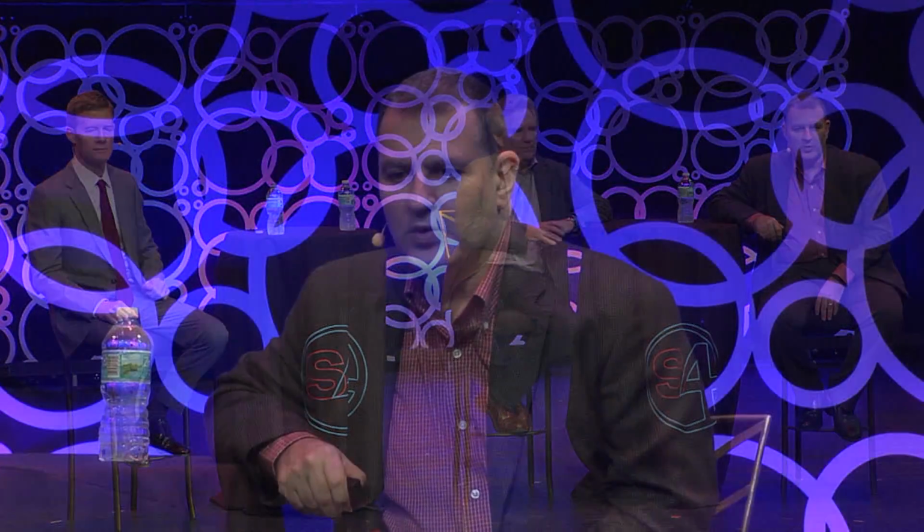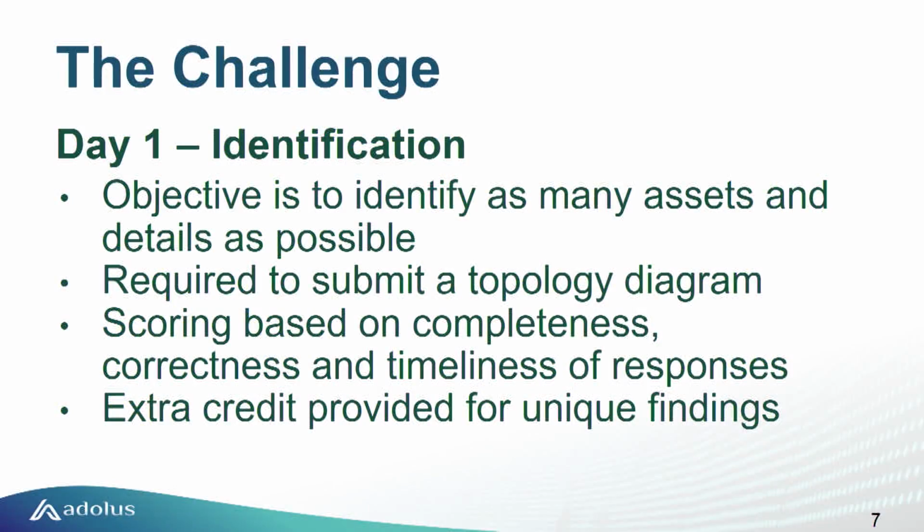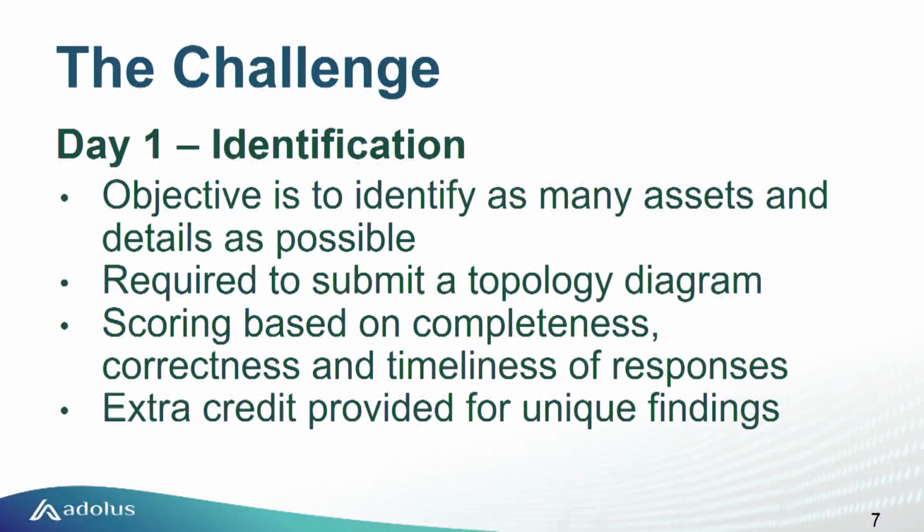So as you may have read, this challenge is broken up into 2 phases or 2 days. So today, phase 1 or day 1, the challenge to the competitors was really all about asset identification. So we provided them with PCAPs that were captured from real ICS installations, but highly anonymized to remove any trace of anything that would identify the source. The objective then for the vendors was to be able to identify as many assets as they could, and basically as many details about those assets as possible.